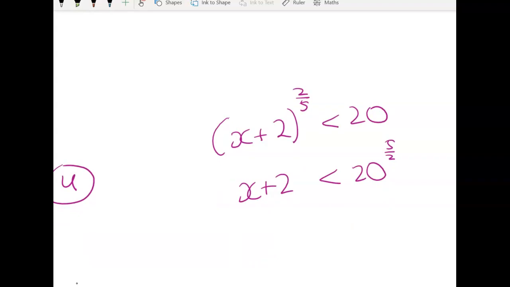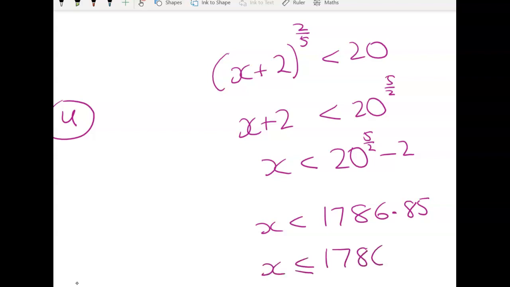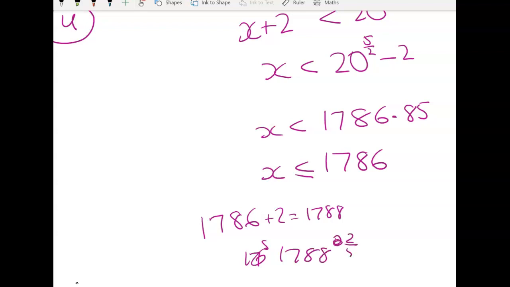So we've got this, and now what do I have? I have x is less than 20 to the power of 5/2, take away 2. And that gets me x is less than 1786.85. But remember that x is a whole number. So we're going to have x is less than or equal to 1786. And you can check that. You can do 1786 plus 2 is 1788. And then when you do 1788 to the power of 2/5 or 0.4, you get something very close to 20. You get 19 point blah, blah, blah.